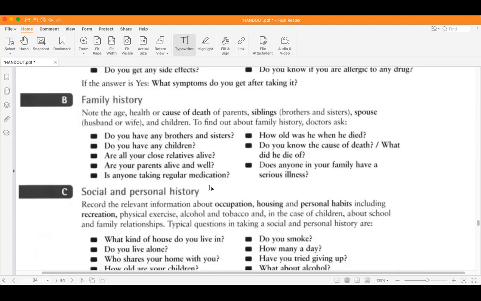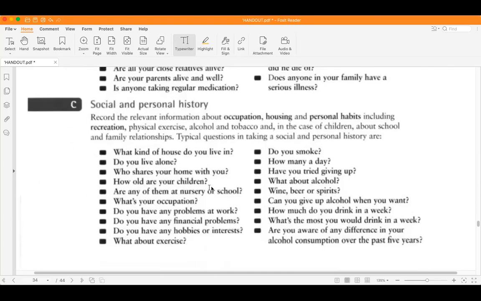To find out about family history, doctors ask, do you have any brothers and sisters? Do you have any children? Are all your close relatives alive? Are your parents alive and well? And so on. So mainly it's about asking about the health of the family in order to know if this family suffers from a persistent problem, all right, or allergy or anything like that.